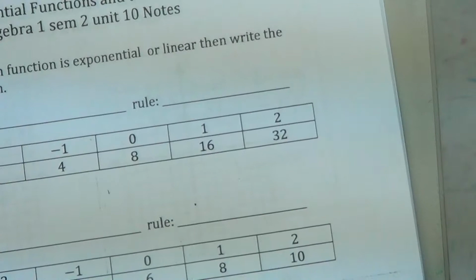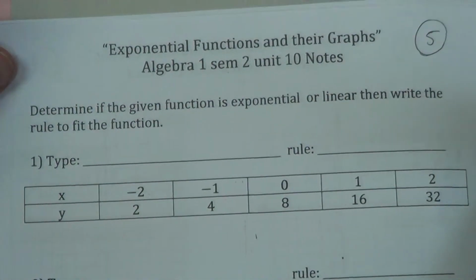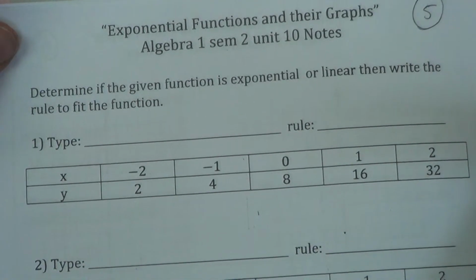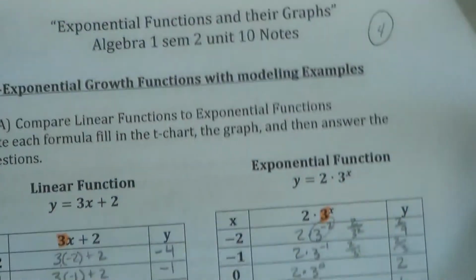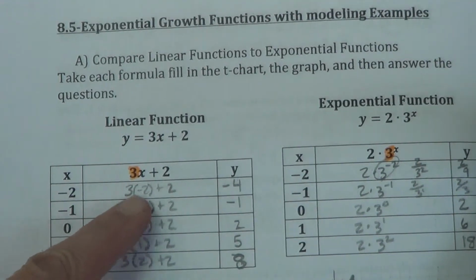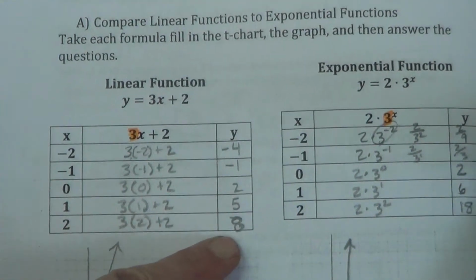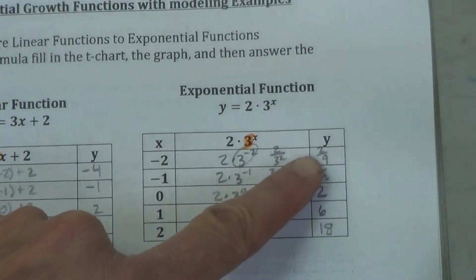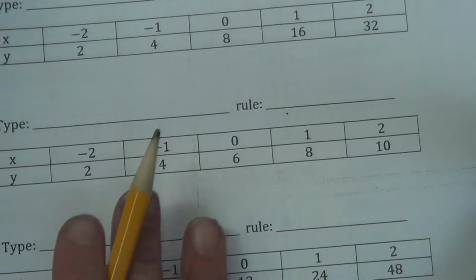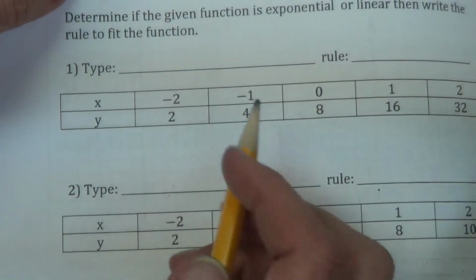Next page. Determine if the given function is exponential or linear, and then write the rule to fit the function. Well, we notice on this one that the linear function is just simply adding 3 to each number. This one, it's being multiplied by 3. We've talked about that with sequences in the past, so we're really looking to see, is it multiplied or added to go to the next term.